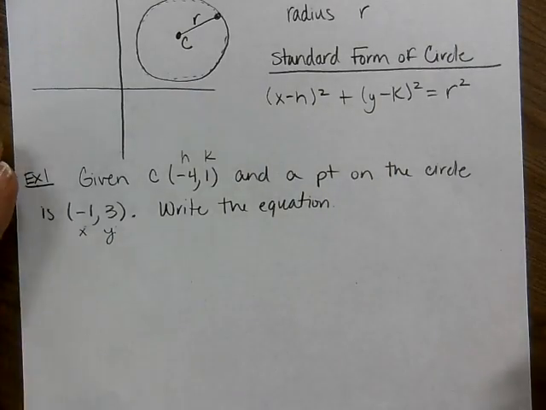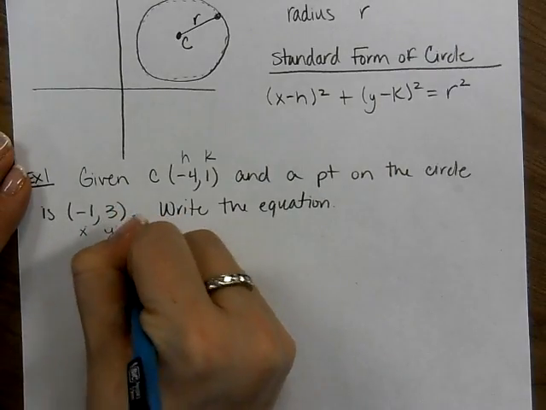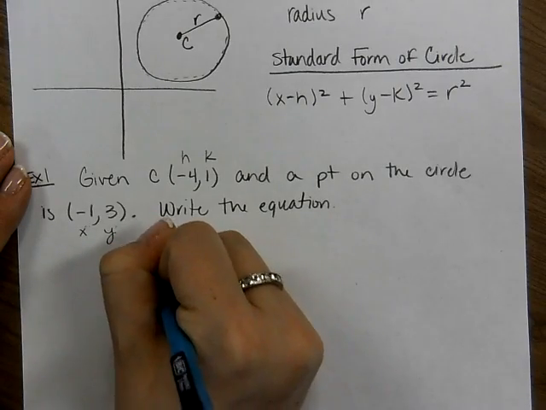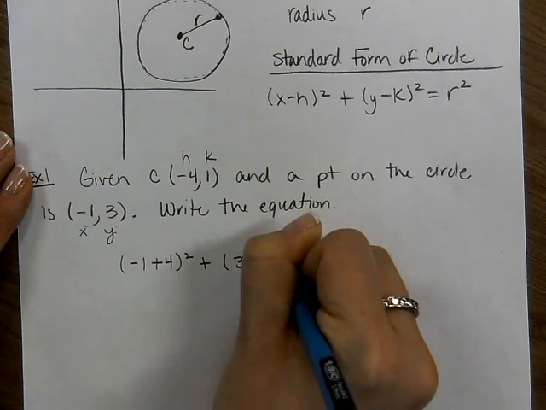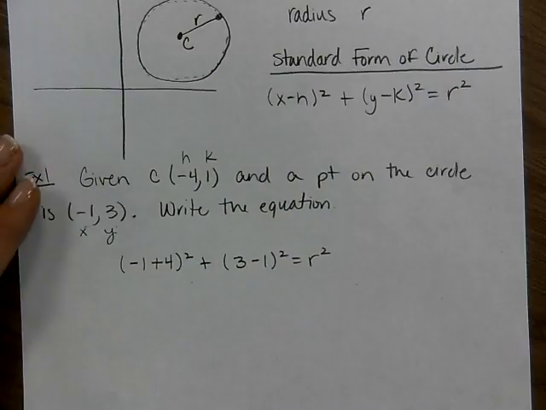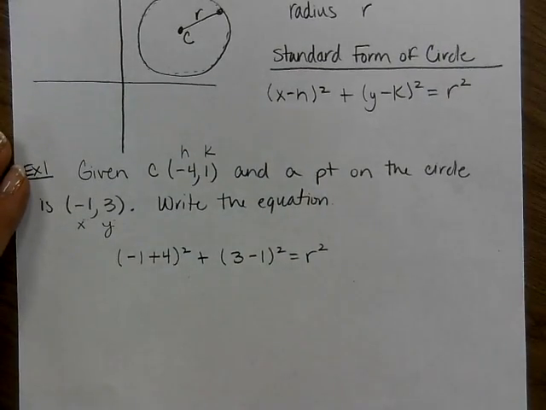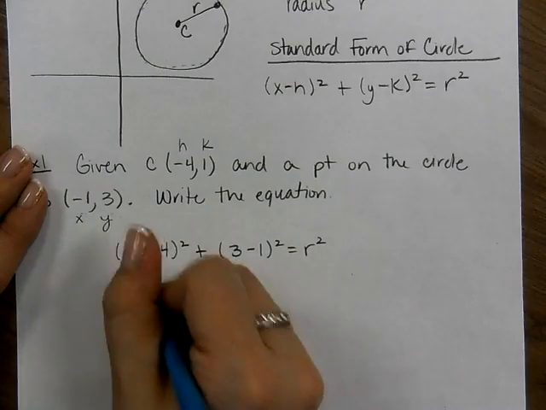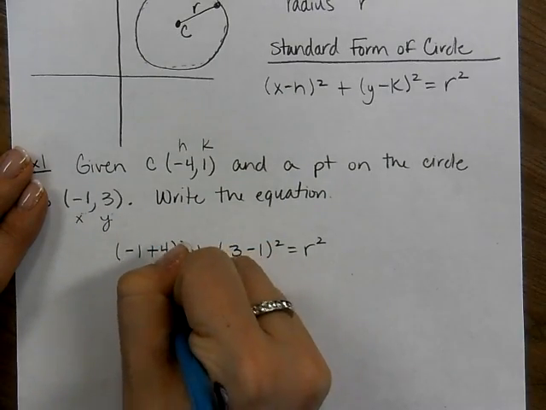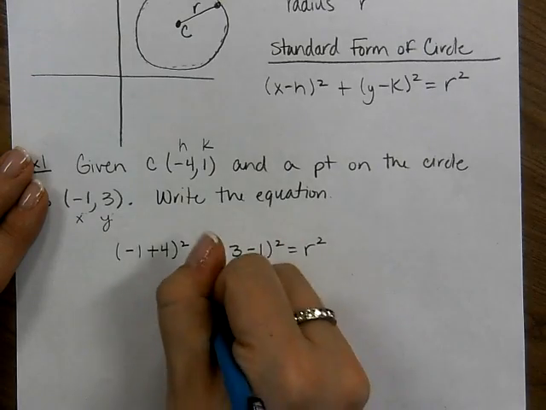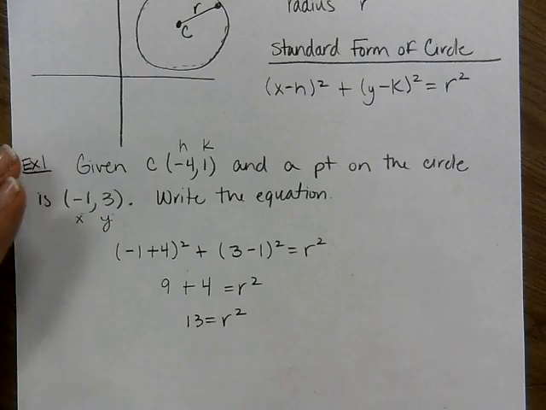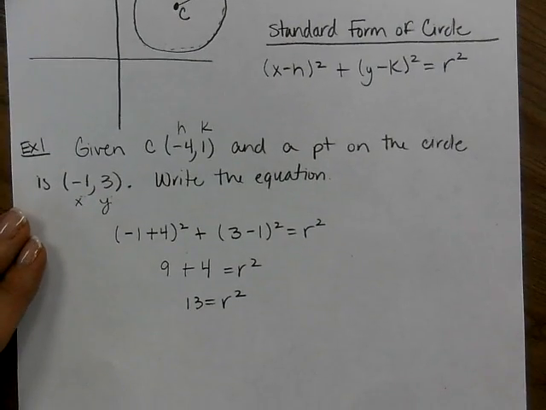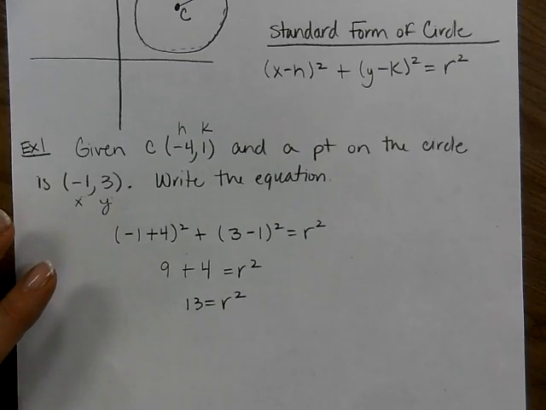In order to do that, I'm going to plug in all this information. So I'm going to have (-1 minus -4) squared plus (3 minus 1) squared equals r squared. Right? I'm just plugging in my x and y, h and k. So now this is going to give me, let's see, 3 squared, so 9, and 2 squared, 4. So 13 is equal to r squared. Now, do I have to find r?